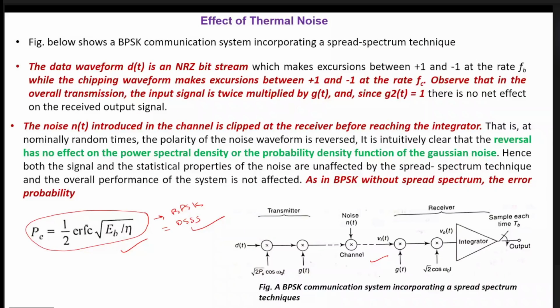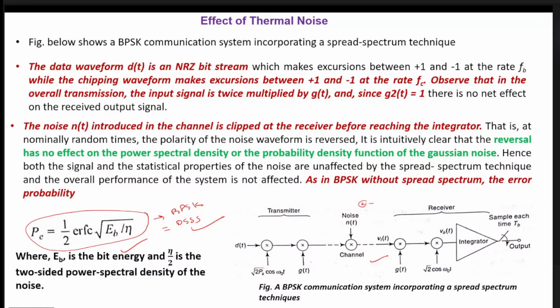So, in the analysis of the noise, first we have considered the thermal noise, that is the white Gaussian noise. Second, we are going to consider interfering signals, which is the single tone interfering signal in the channel. Here we know that Eb is the bit energy and eta by 2 is the two-sided power spectral density of the noise.